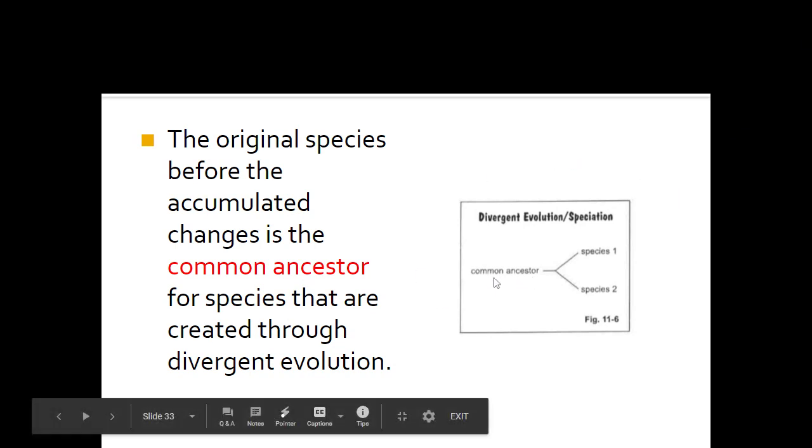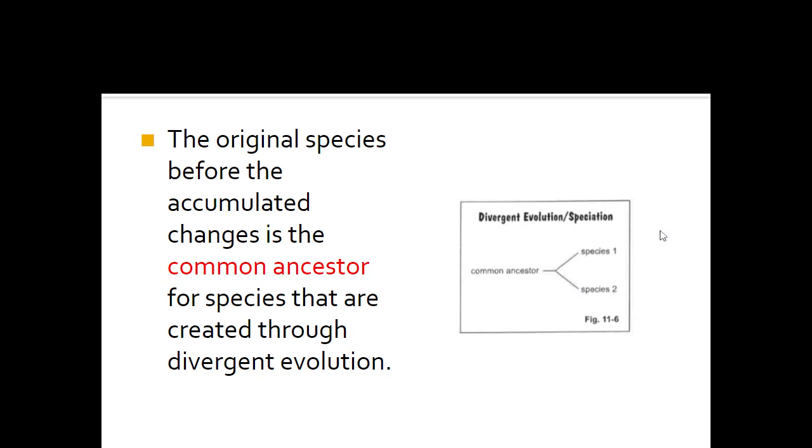So you can see here's your common ancestor. Here's species 1, species 2. It can be many, many species, as we saw with the finches.